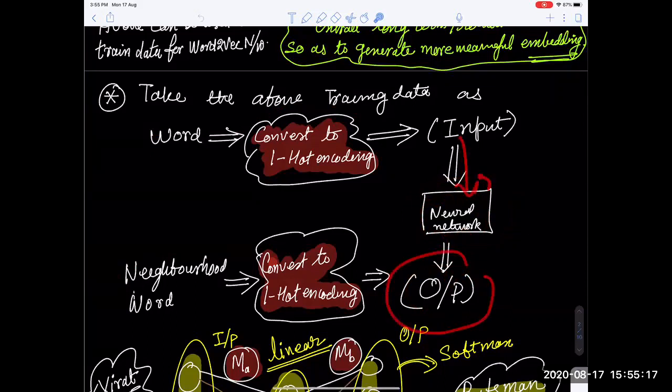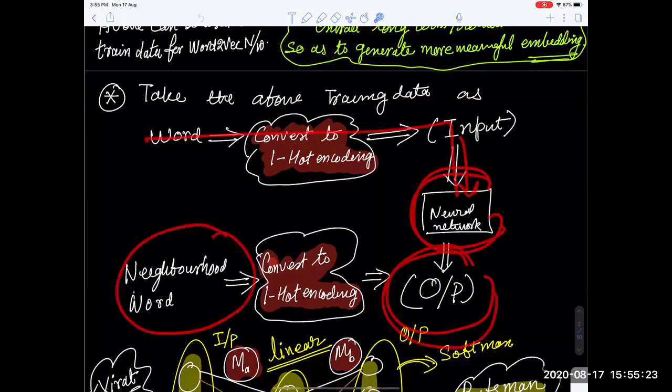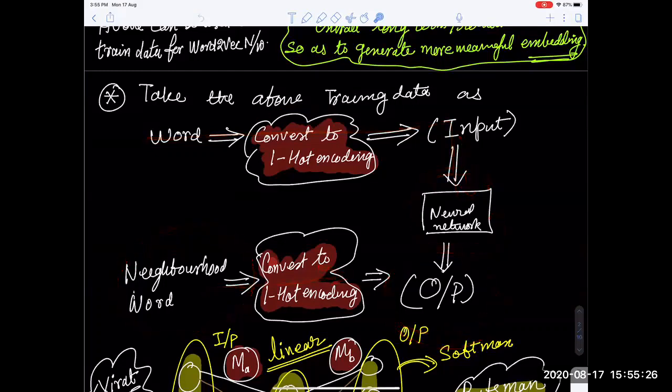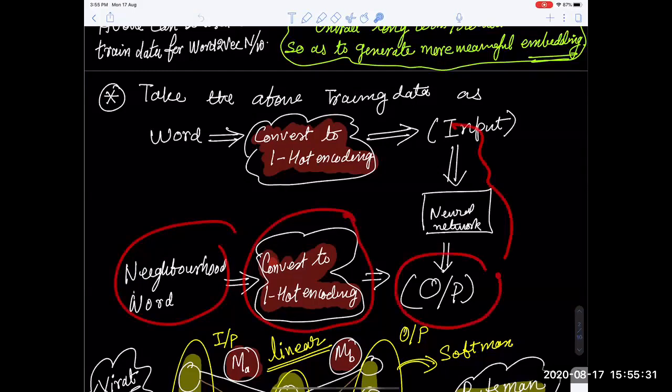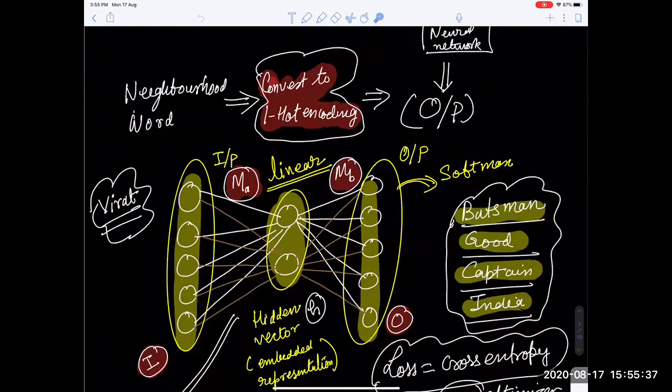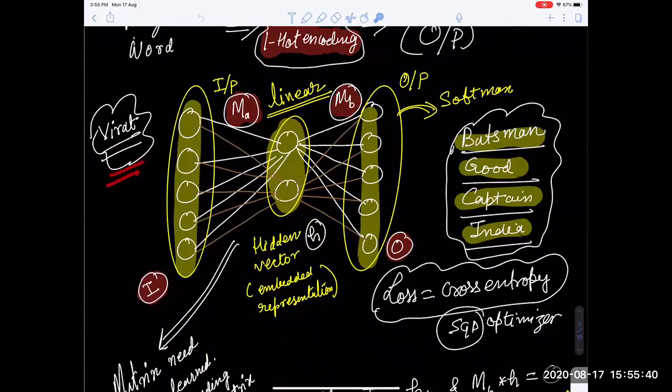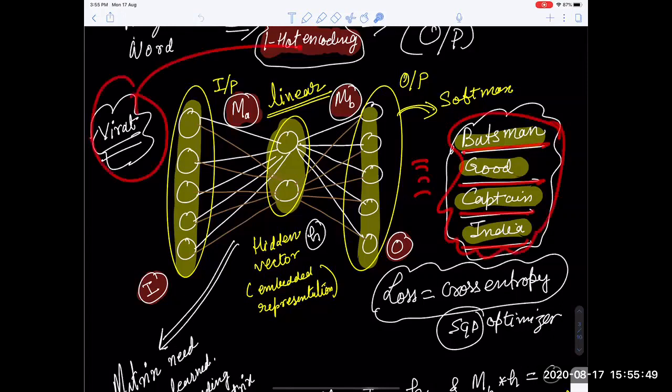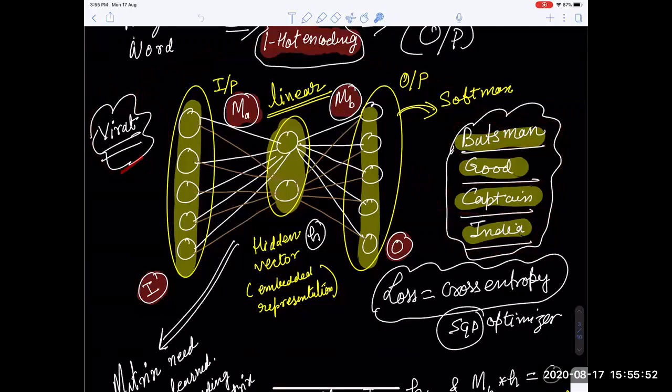So how are you going to get this output? Your neural network will take this word, and you get your output, and the neighborhood word also has a one-hot encoding. Whatever you get as an output, you need to check how far it is from this neighborhood embedding. You train your network in this way: Virat goes in, and as an output come batsman or good or captain or India, because these things are related to Virat, they have to be predicted. So I will take Virat and input it first.